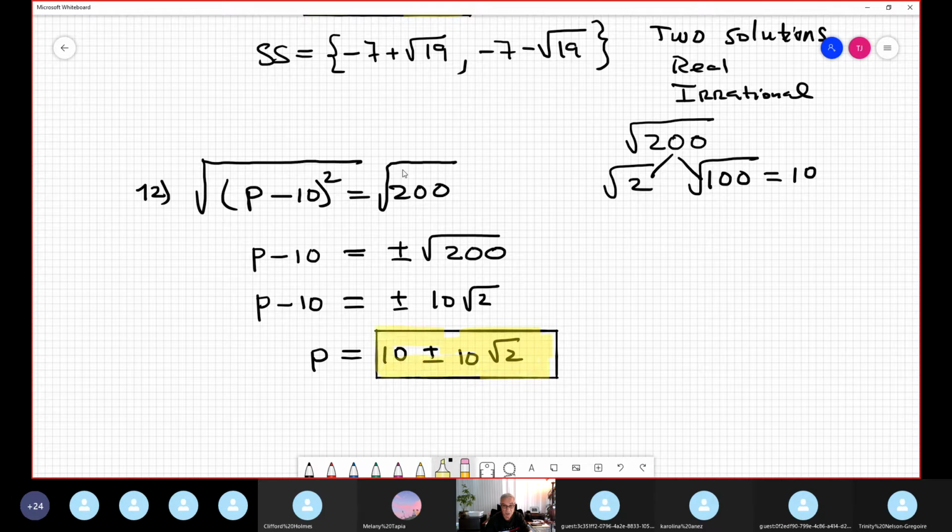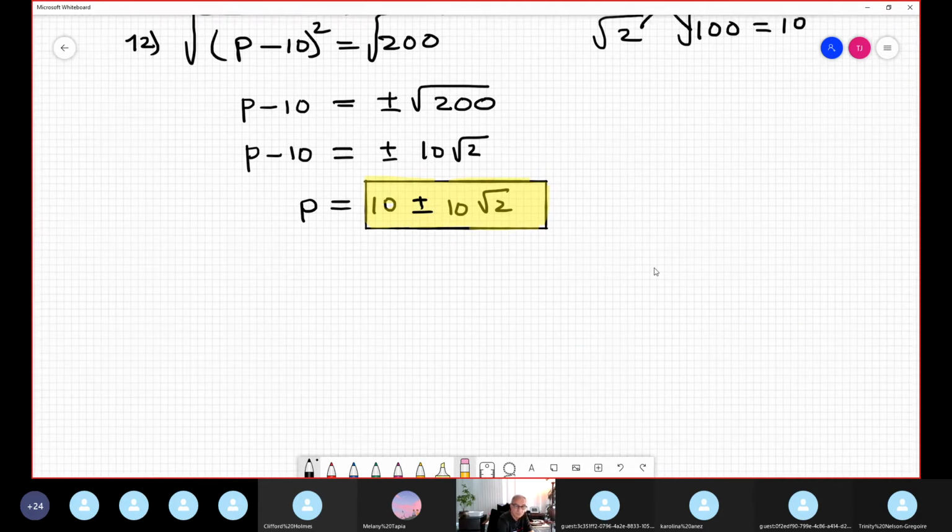The imaginary is the one that contaminates, that makes it complex. However, when there is no i, it's because it's real. Of course, irrational. Again, similar situation. Two solutions, real, irrational, because radical 2 is irrational. Any question? No?